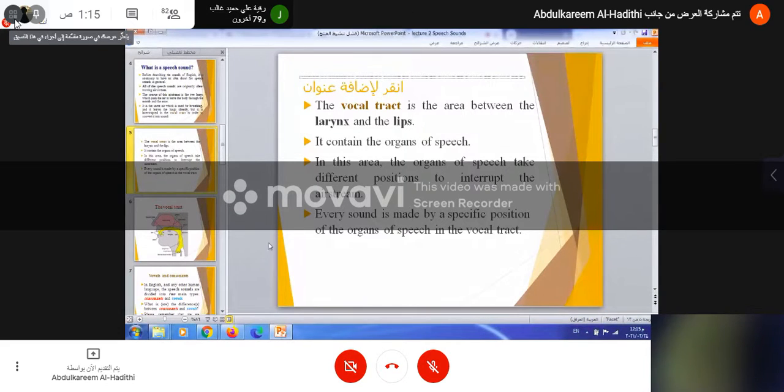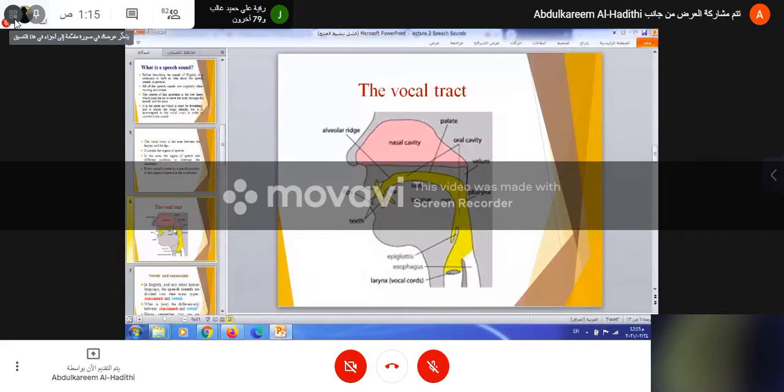In the vocal tract, we have the organs of speech. Do you remember the organs of speech?